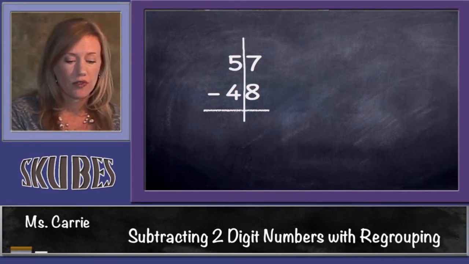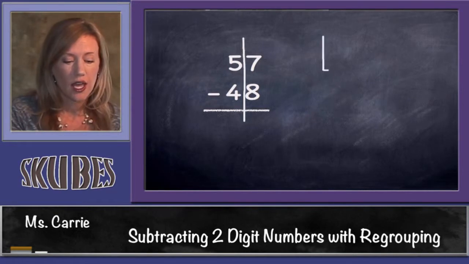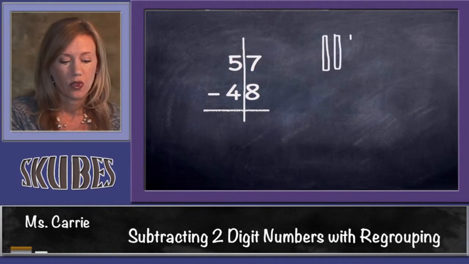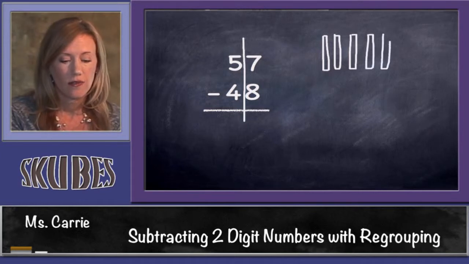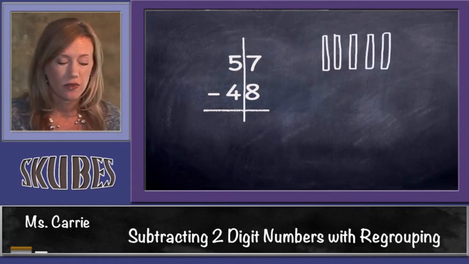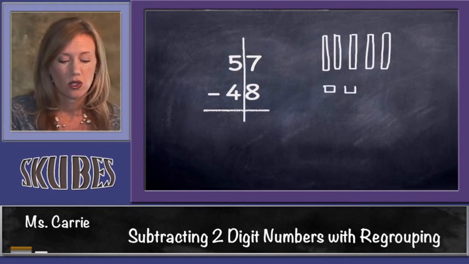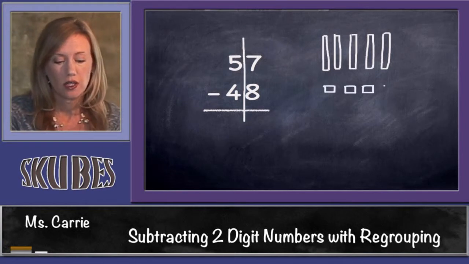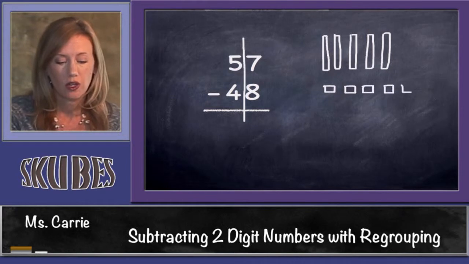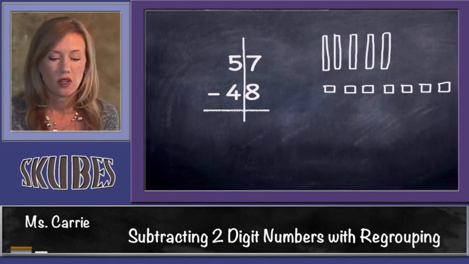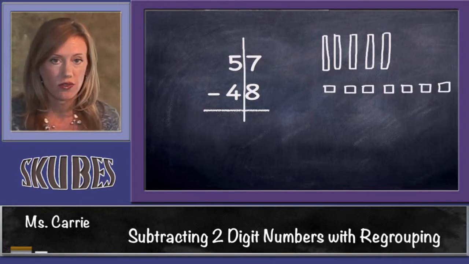If we drew out 57, 10, 20, 30, 40, 50, that's 5 tens makes 50. Now our 7 ones. 1, 2, 3, 4, 5, 6, 7. There's our visual representation of 57.